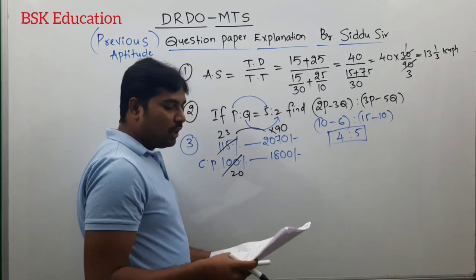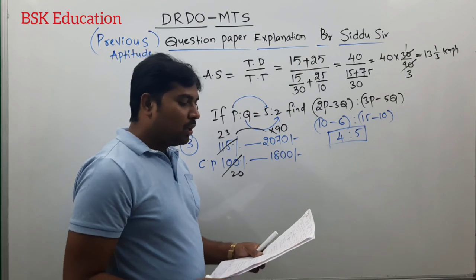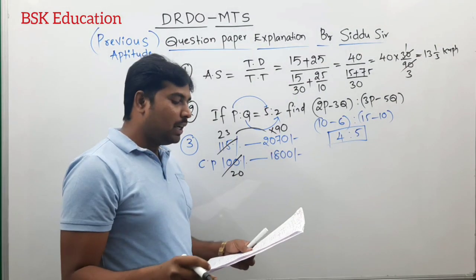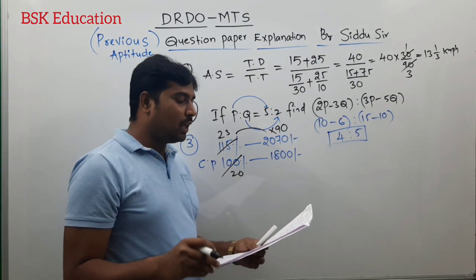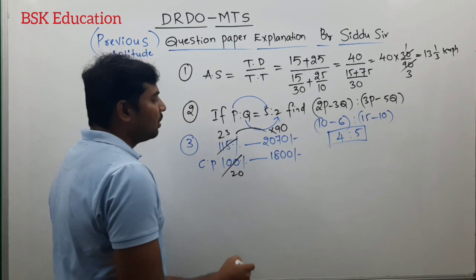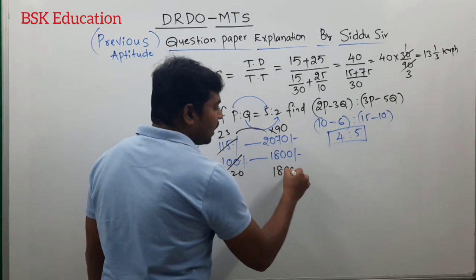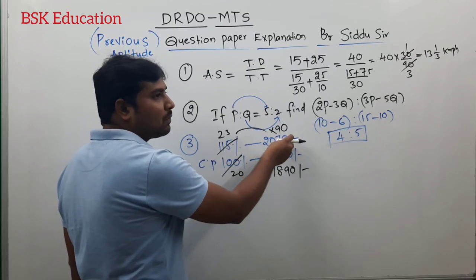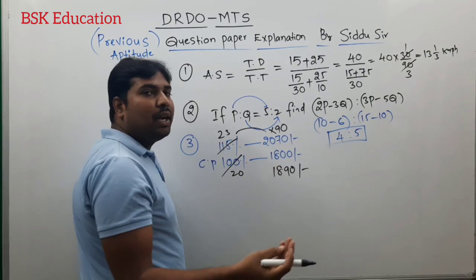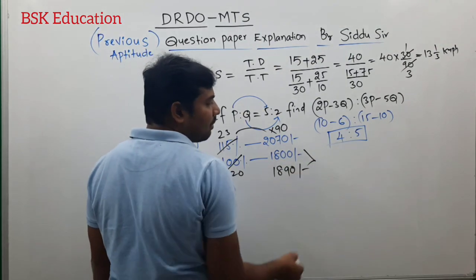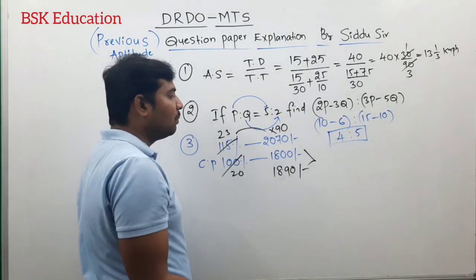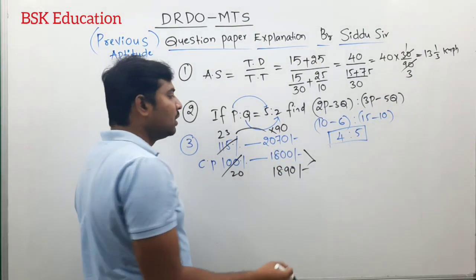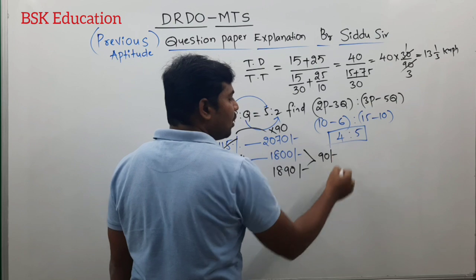But in the given question, if the article is sold for 1890, then what will be the gain or loss percentage? Simple. The article is purchased for 1800 rupees and sold for 1890 rupees. So what is the meaning, profit or loss? Simple, profit, because he purchased at 1800 rupees and sold at the rate of 1890. So simple, 90 rupees profit.